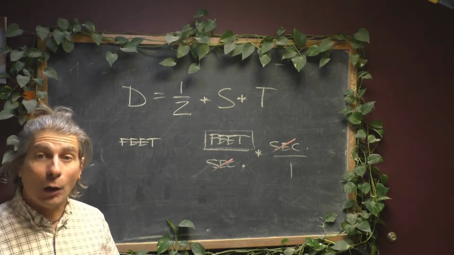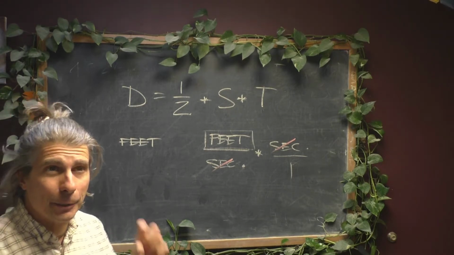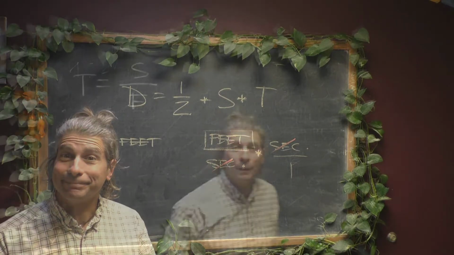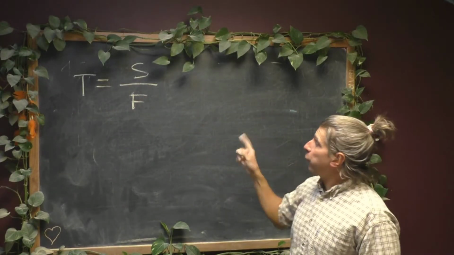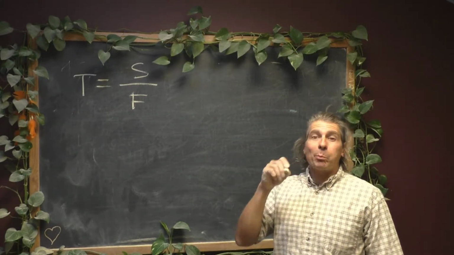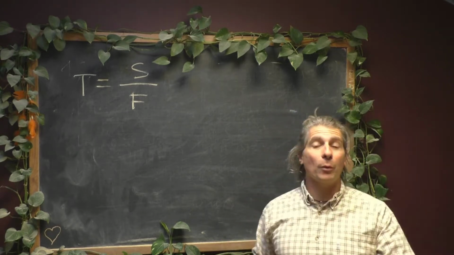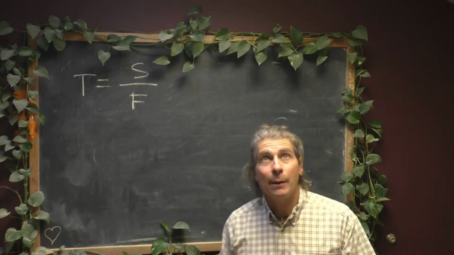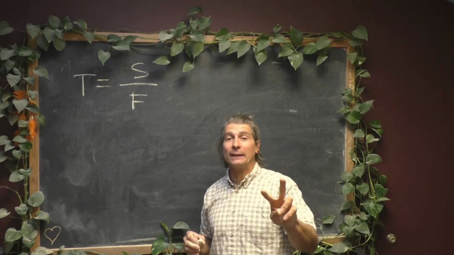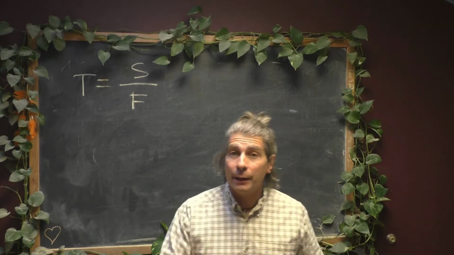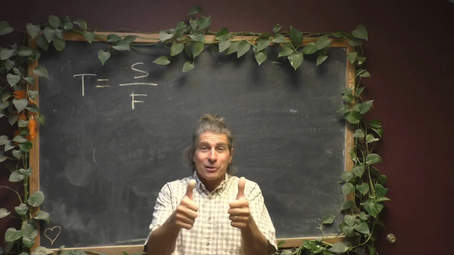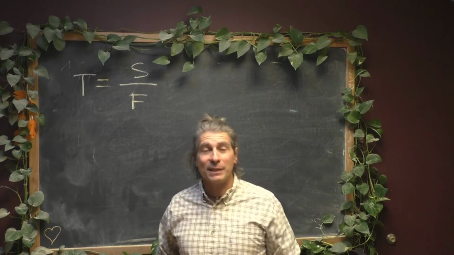Let's take a look at the other formula, which is a little bit more involved, but I think we can still handle it. Okay, friends, here's formula number 2, which is breaking time. The first formula was breaking distance. And breaking distance depended on two things. How fast you were going and how long you were going that fast. Those two things put together give you a distance.